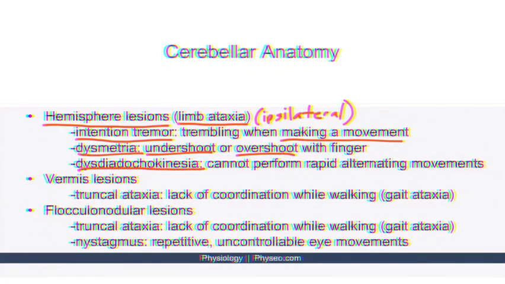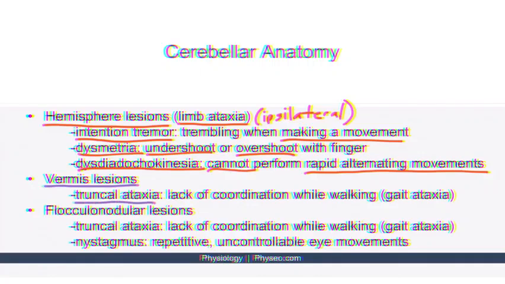Now, dysdiadochokinesia means that the patient cannot perform rapid alternating movements. In clinic, patients can be asked to flip their hands on their lap over and over again so that their palms face up and then down, up and then down, and do it really quickly. If they have a hemisphere lesion, then they could demonstrate dysdiadochokinesia and will be unable to do it with that limb.